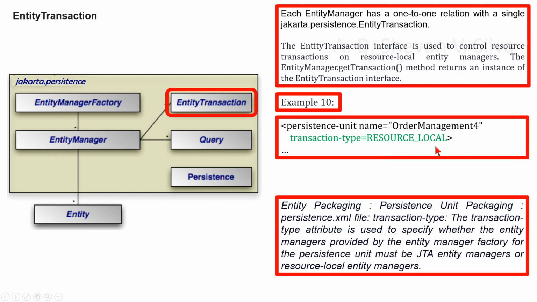The transaction type JTA assumes that a JTA data source will be provided, either as specified by the JTA data source element or provided by the container. In general, in Jakarta EE environments, the transaction type RESOURCE_LOCAL assumes that a non-JTA data source will be provided. In a Jakarta EE environment, if this element is not specified, the default is JTA. In a Java SE environment, if this element is not specified, the default is RESOURCE_LOCAL.